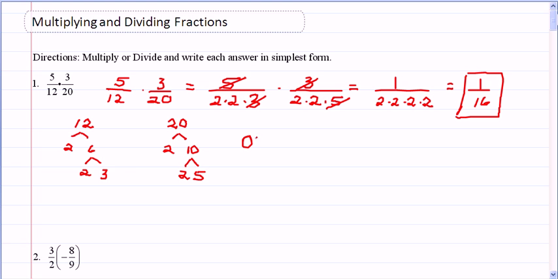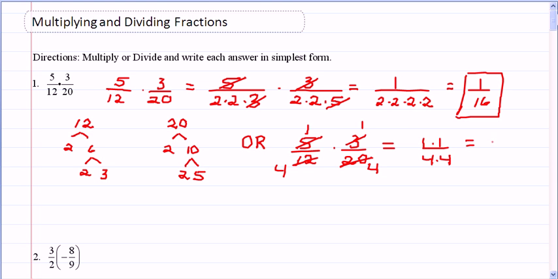Now this is not the only way this problem can be done. Another way is if you just take 5/12 times 3/20, and if you notice that 5 divides into 20 4 times, and 3 divides into 12 4 times, if you multiply the numbers that are left, you have 1 times 1 over 4 times 4, which is 1 over 16. So whichever method you decide to use, they're both correct.